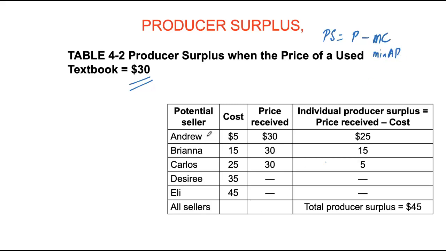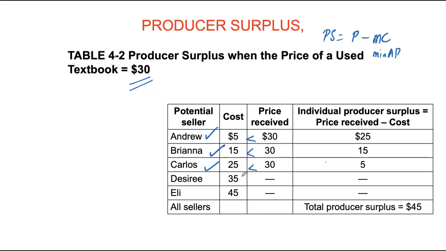Now, Andrew will definitely sell the good because his cost is only $5 and he is receiving $30. So price is much higher than his own costs. So he goes ahead and wants to sell the good. Brianna will also want to sell the good in this market because her cost is a lot lower than the price that she will receive if she was to sell the good. Carlos is also willing to sell his good because the price received is going to be higher than his own cost. So as long as price is higher than the cost, we see all these three sellers at least are willing to sell the good.